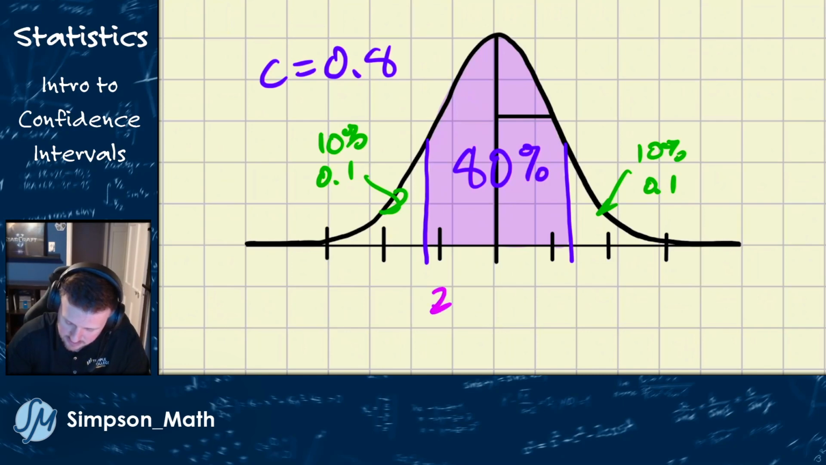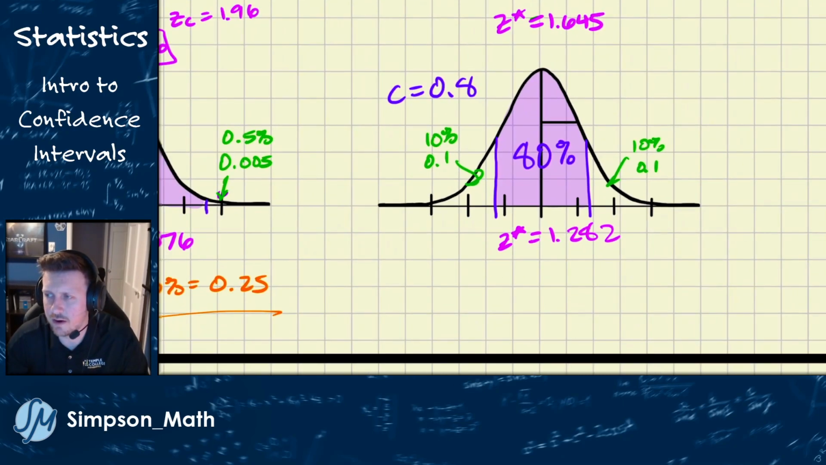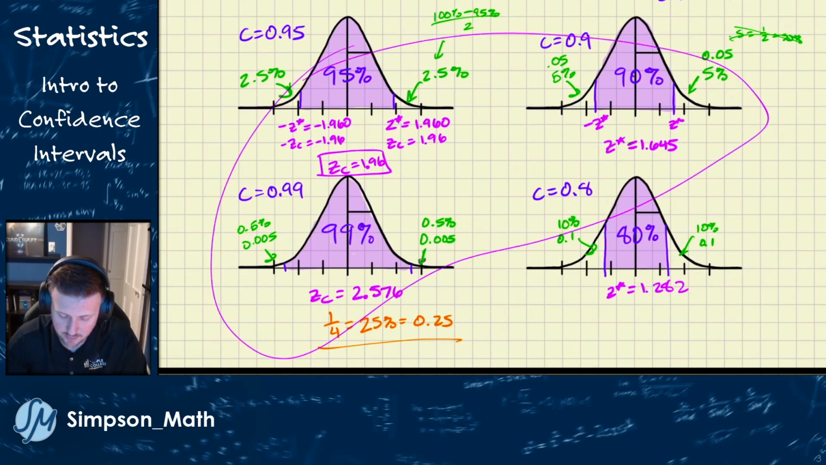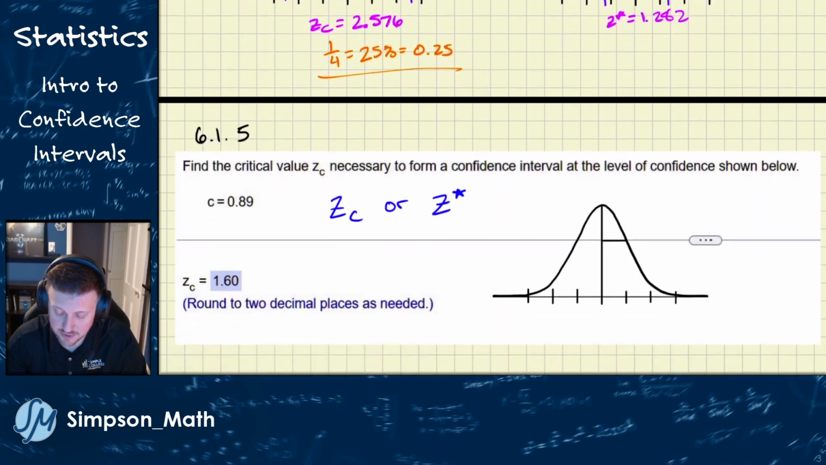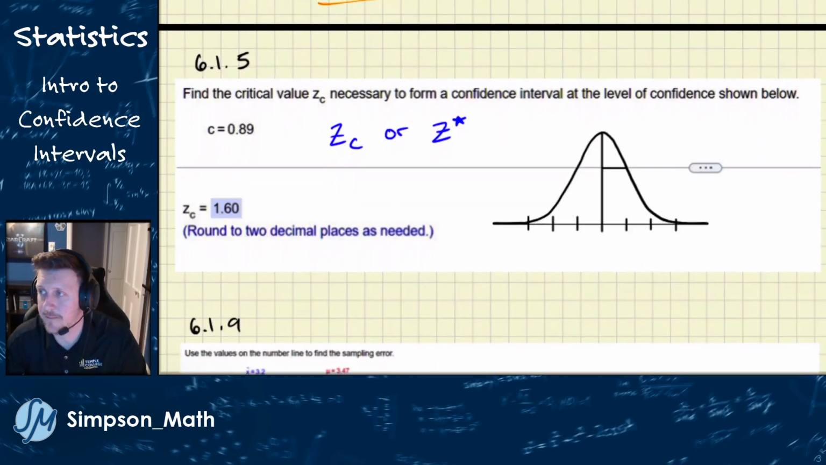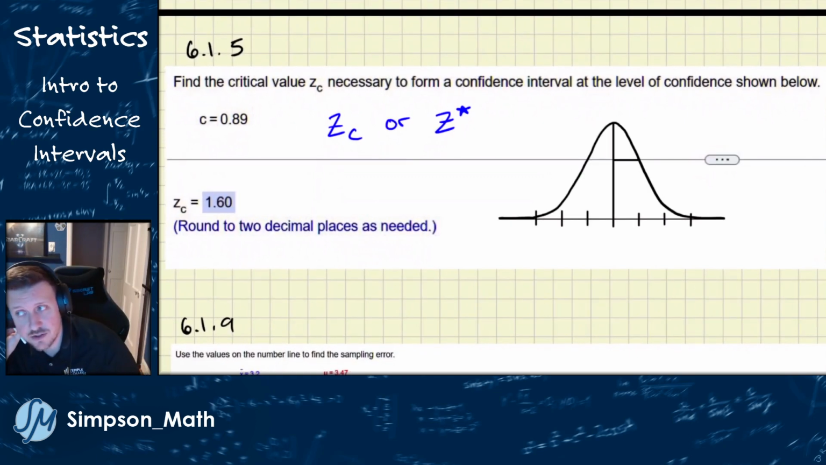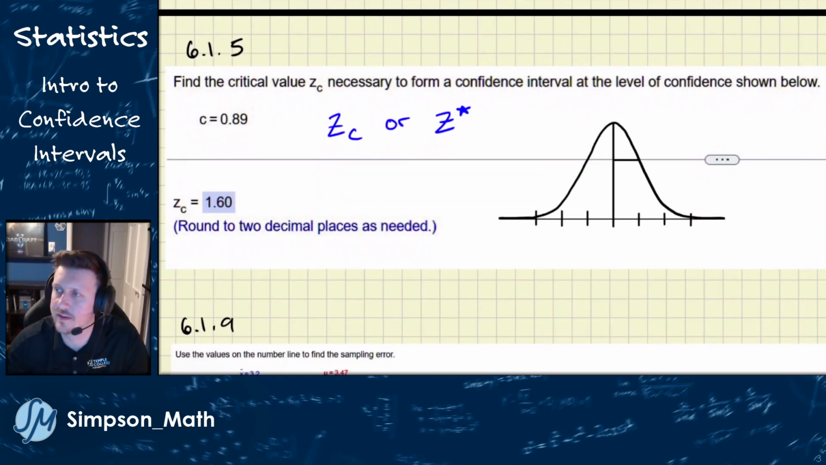So Z star is 1.282. All right, so knowing those, especially these 3, can really help you make sure that your answers are making sense when you see something like this. So I'm going to be working through some examples that you'll see if you're in my online class, that you'll see some examples in these on the homeworks.